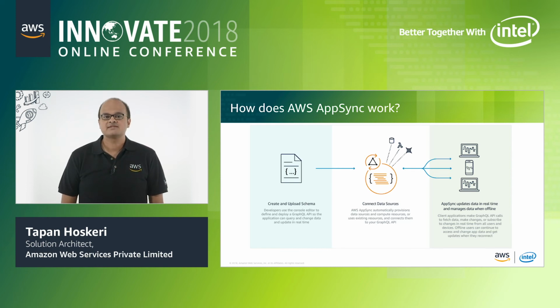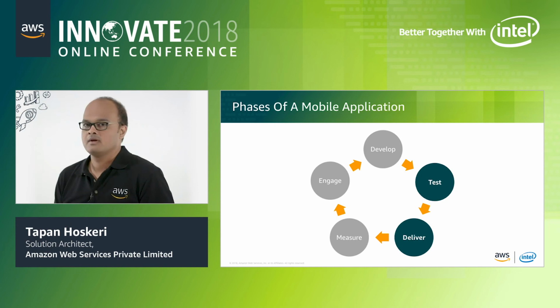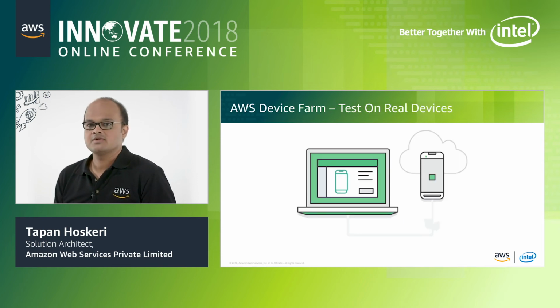AWS AppSync takes care of all of the undifferentiated heavy lifting and lets you focus on introducing richer feature sets into your apps. Now that we've completed the development phase, let's look at testing and deploying the application. Application quality is a very important differentiator in an increasingly competitive app market. You need to make sure that the people who download your app are happy and engaged.